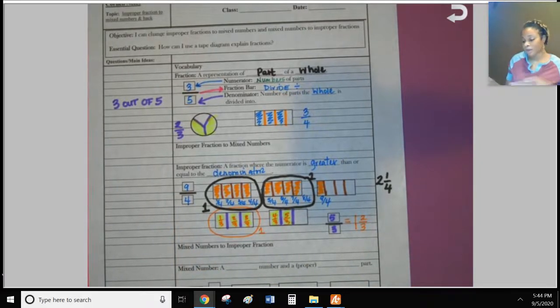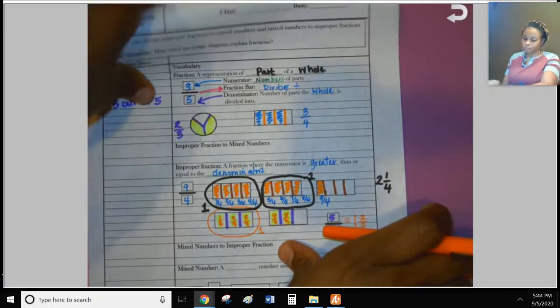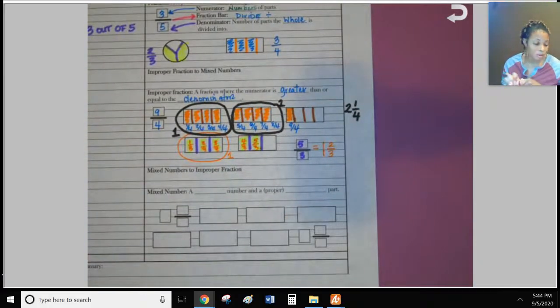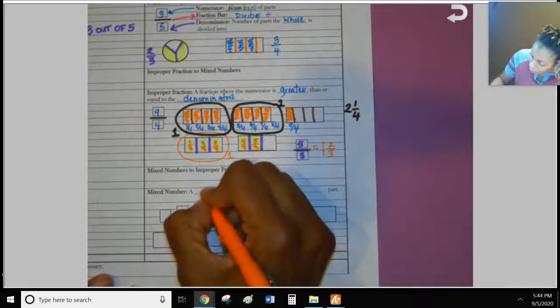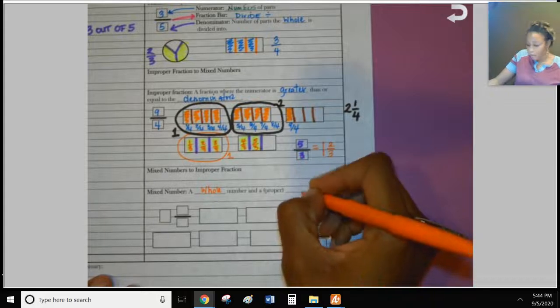And we can also model this with mixed numbers and take them and break them into improper fractions. So let's look at how that would go. So we have mixed numbers to improper. A mixed number is a whole number and a proper fraction.